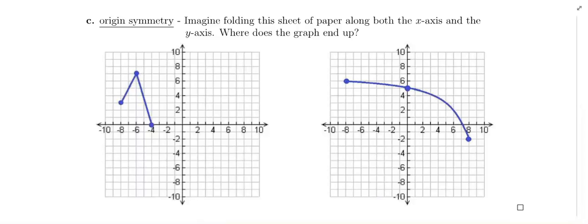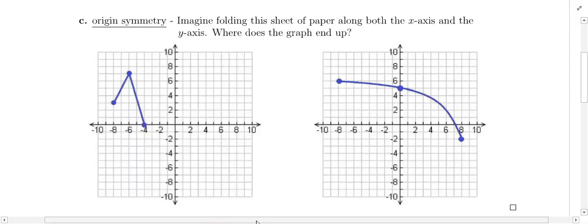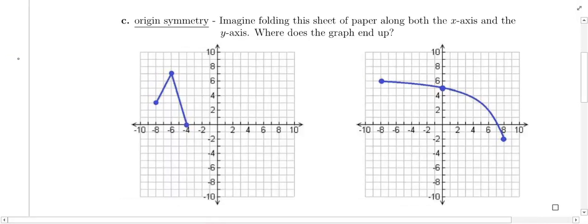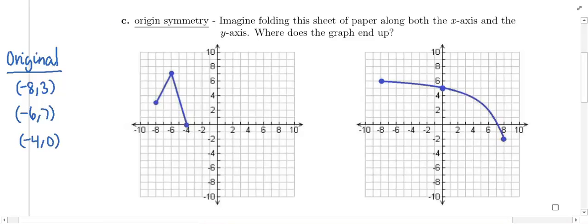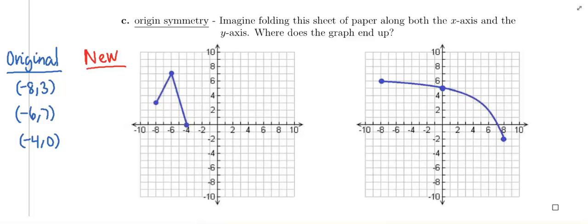Again, I am going to track the original points versus the new points. So if I come over here for the graph on the left, I'm going to go ahead and write down my original points. Nothing has changed, same graph. So the original points here are -8, 3, -6, 7, and -4, 0. And we need to figure out where those go. All right, so let's start. I'm going to take it point by point and figure out where each of the 3 key points goes.